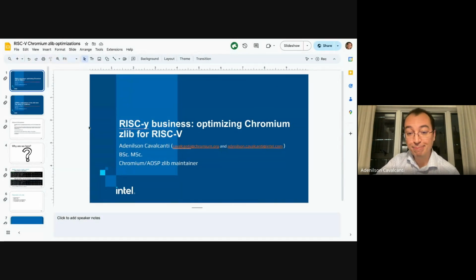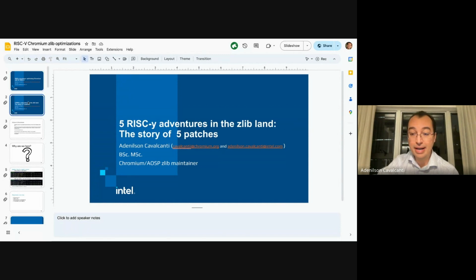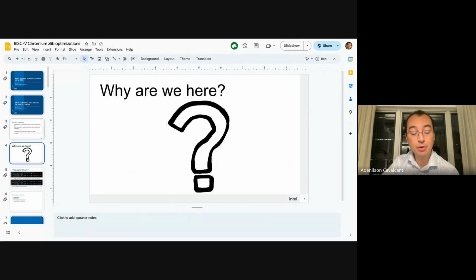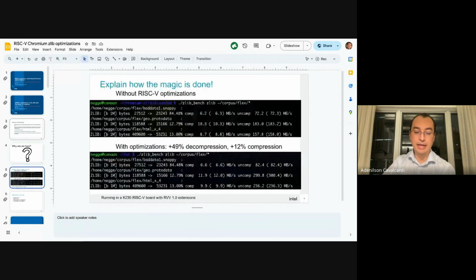Right, so welcome to RISC Business, Optimizing Chromium zlib for RISC V, or how I like to say, the story of 5 patches. So some mandatory notices and disclaimers. So why are we here? Well, to explain how the magic is done. Basically, without RISC V optimizations.